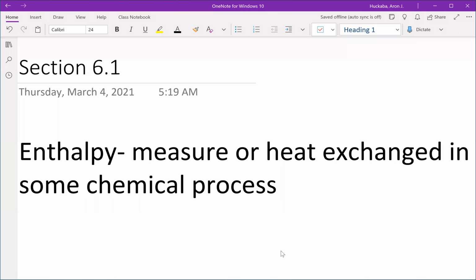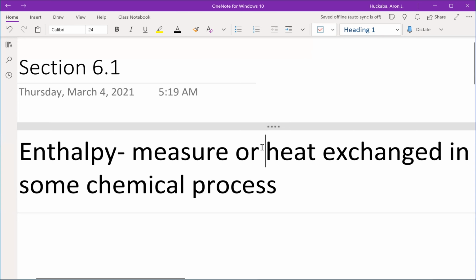Hello all, and welcome to section 6.1, the last chapter of exam 2 material. Congratulations, you've made it. In this chapter, we're going to look at energy of molecules as well as some mechanism related topics. But we're going to start by looking at enthalpy, or the measure of heat exchanged in some chemical process.